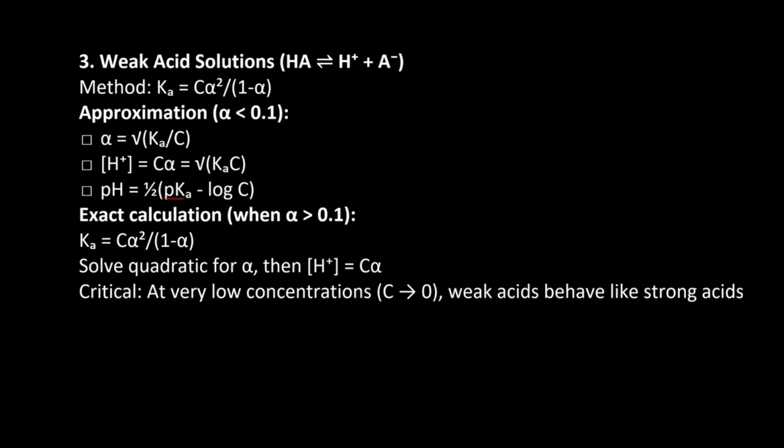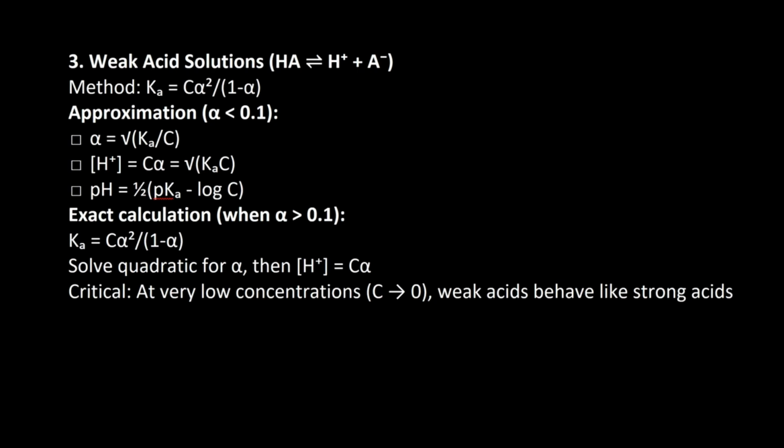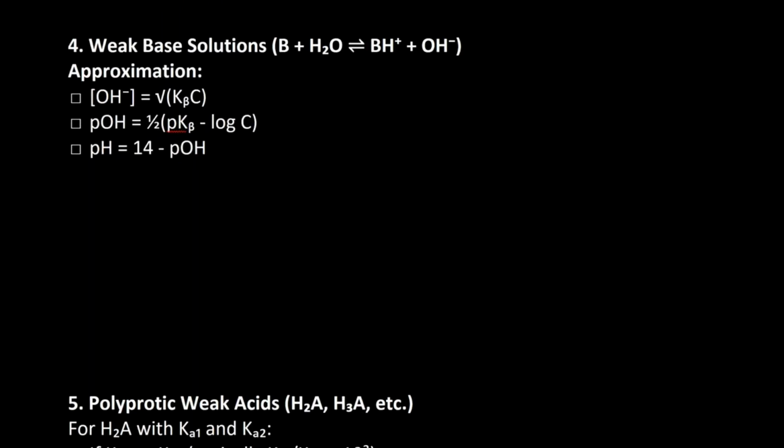At very low concentration, as C approaches 0, a weak acid will behave as a strong acid. Okay, this statement is very important. Then weak base solution. For a weak base, the OH minus concentration is equal to root of Kb C. pOH is equal to 1 by 2 pKb minus log C, and pH is equal to 14 minus pOH.